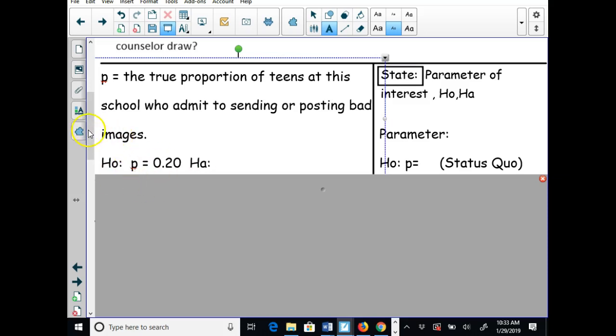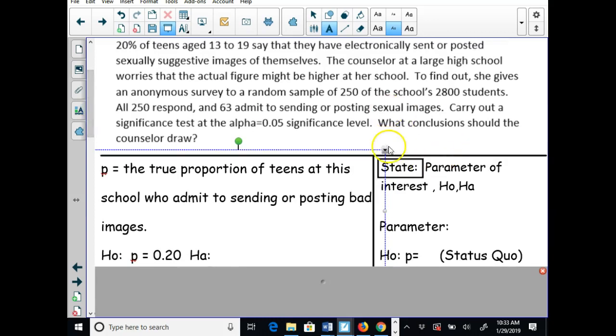Well, this counselor thinks that it could be more than that, right? Where does she say that? She's worried that the figure might be higher. Okay, right there she states it. So we're going to put p is greater than 0.20.